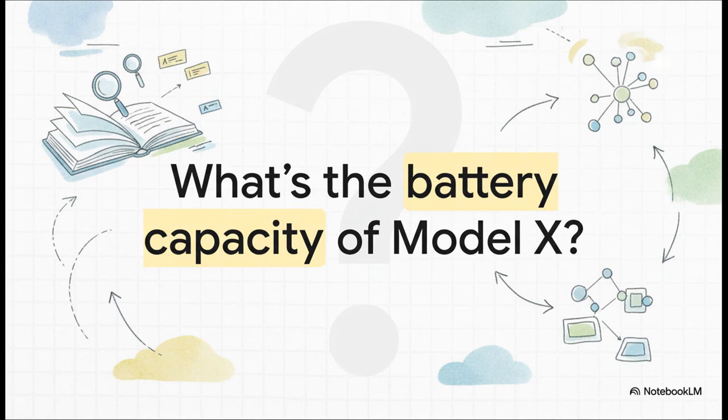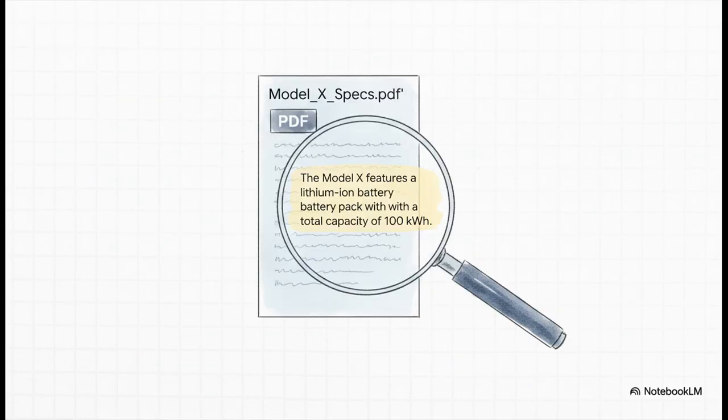Right? But not us. We've already fed the product manual into our RAG system. So the system takes the question, turns it into a vector, and searches the database. Instantly, it finds a sentence inside the model_x_specs PDF that is the closest match in meaning.